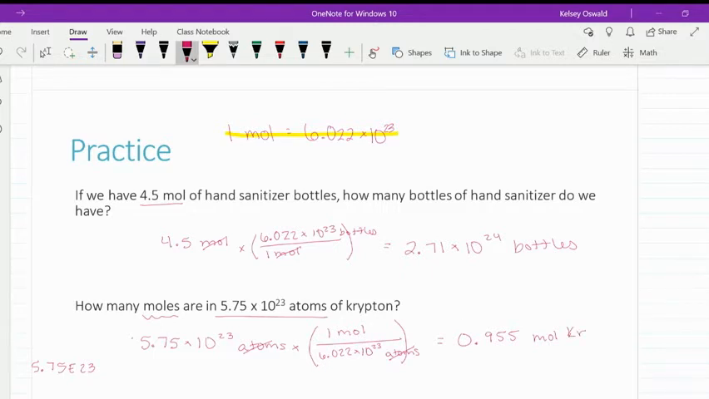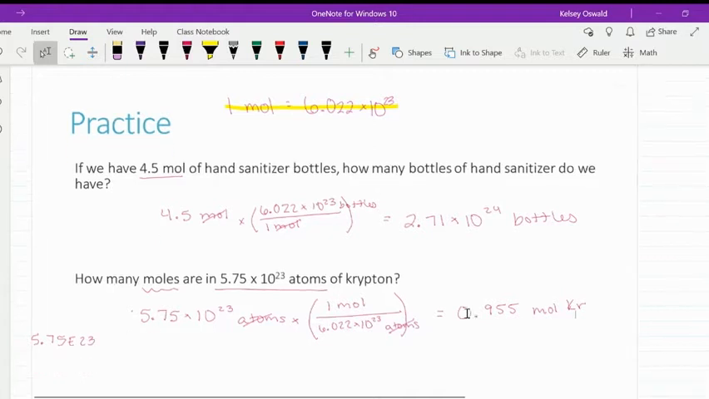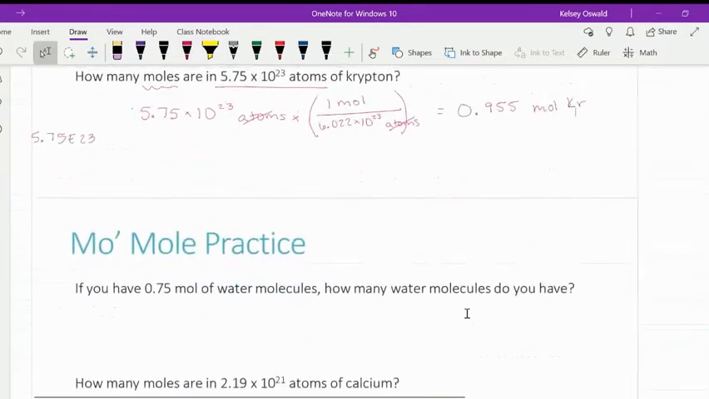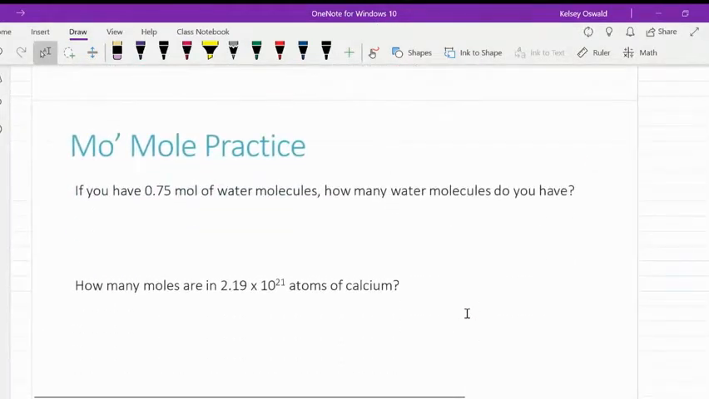All right. We are going to do 2 more examples of these conversions, and we're going to try these by yourself. So in this first one, we have 0.75 moles of water molecules, and we want to figure out how many water molecules we have. So using that conversion factor, go ahead and pause the video and try and figure out how many water molecules you would have in 0.75 moles.